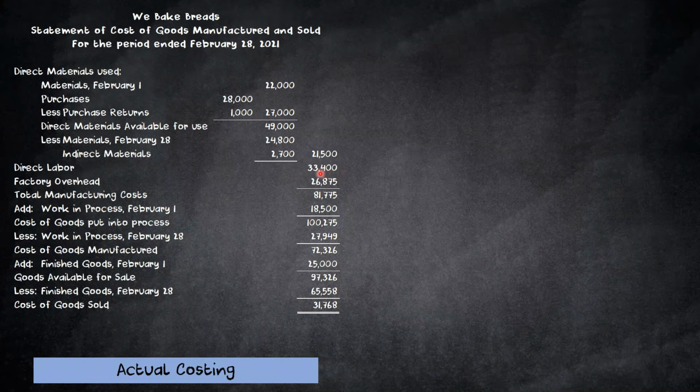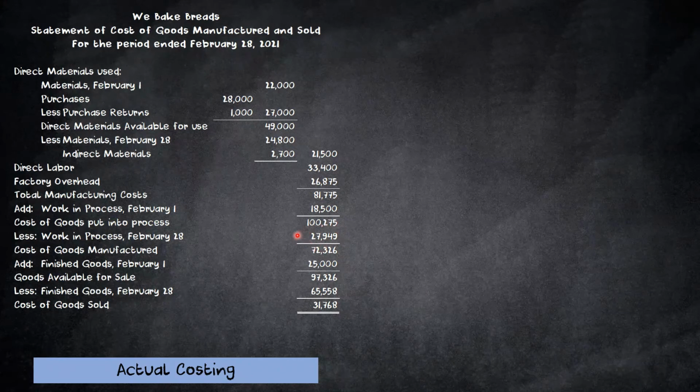And ang ating factory overhead, ang actual overhead natin is 26,875. So, ayan yung actual overhead natin. Pag inadd natin yung tatlong yan, we will get the total manufacturing cost of 81,775. So, next naman natin gagawin is i-add natin ang ating beginning work in process. Then, we will get the cost of goods put into process. Tapos mula dyan, sa amount na yan, we will deduct the ending WIP. So, ito yung balance or ito yung amount ng job 403.